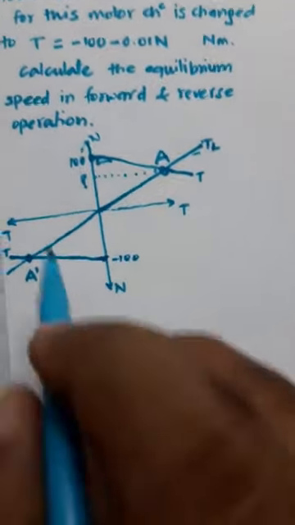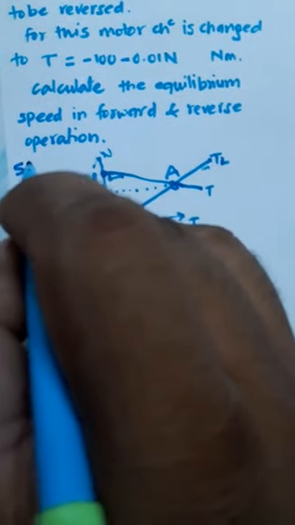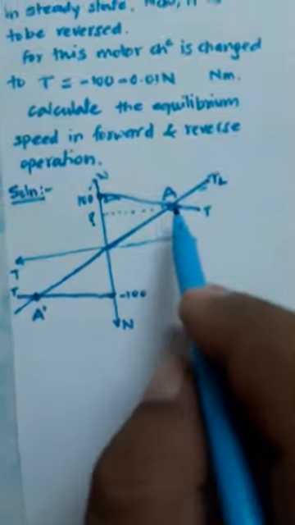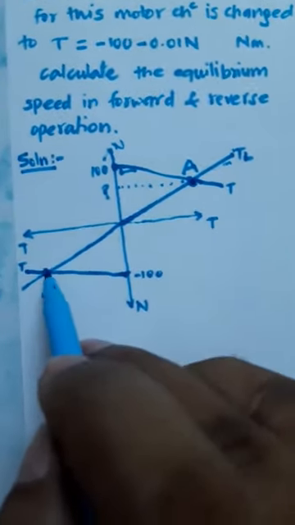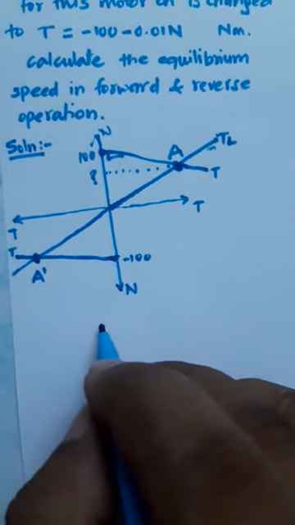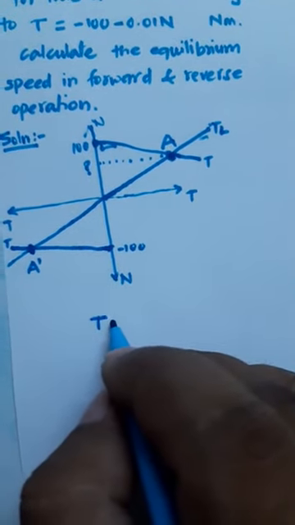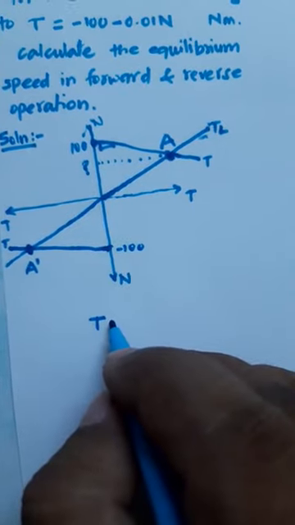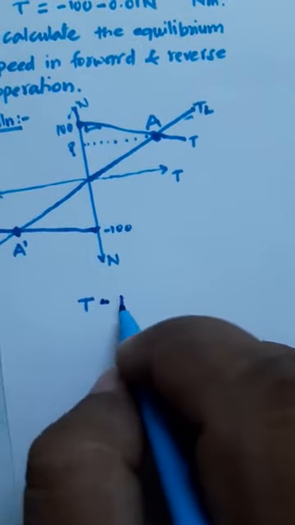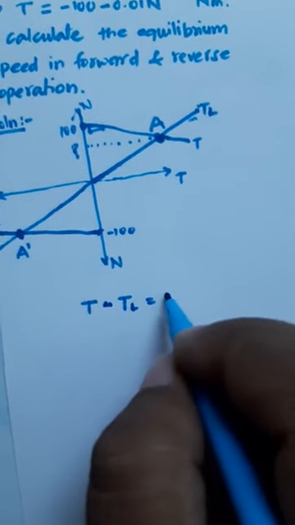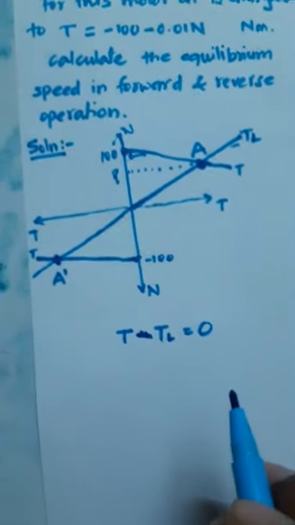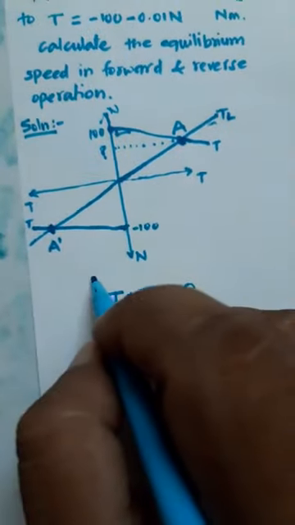Now we know that this is the steady state point. This is also steady state point. So at steady state, we know that T minus TL equals to 0, or T equals to TL, like that. So this is the condition for steady state.